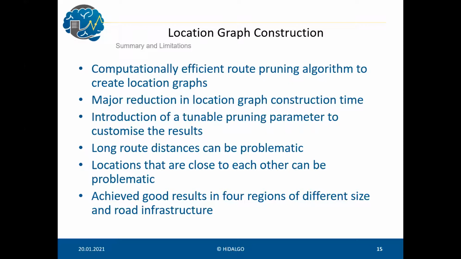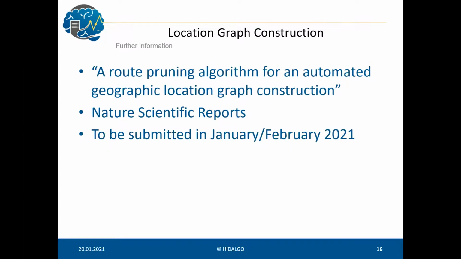And we believe that our approach can not only be used as an AI component here in the HiDALGO project for the migration use case, but also for other agent-based model simulations or various logistics optimization problems. For further information, we are currently in the process of submitting our findings and our development to Nature Scientific Reports under the name A Route Pruning Algorithm for an Automated Geographic Location Graph Construction.